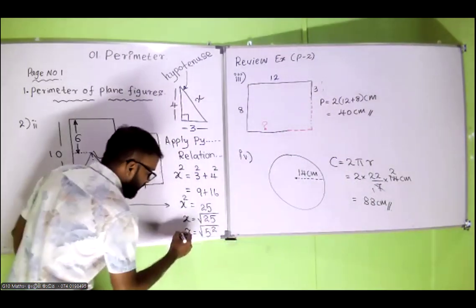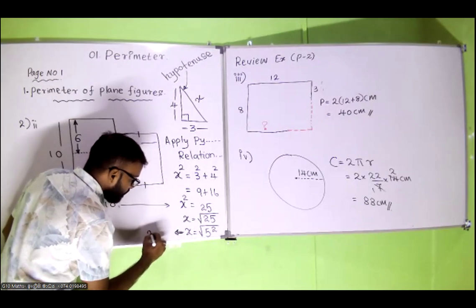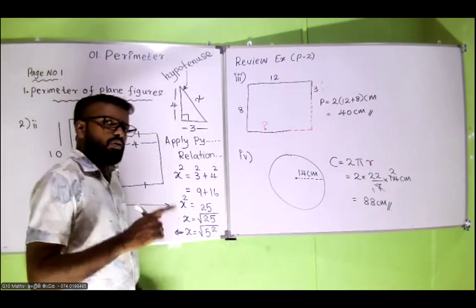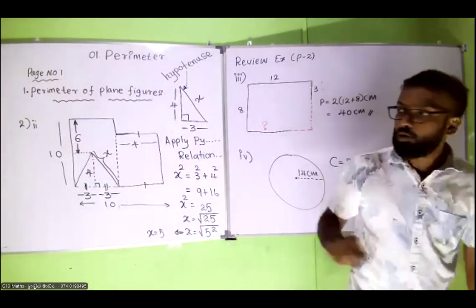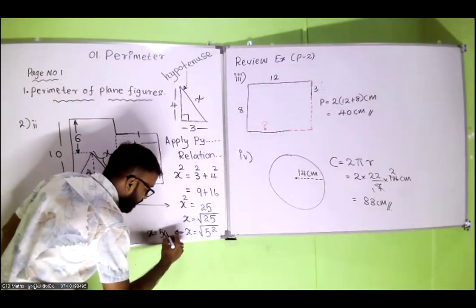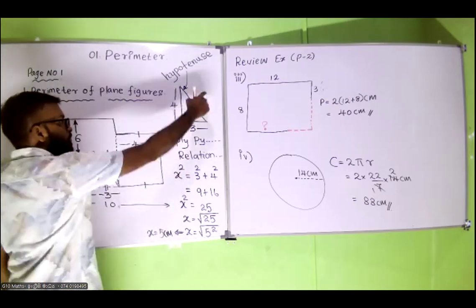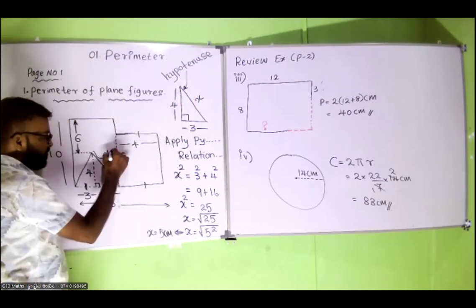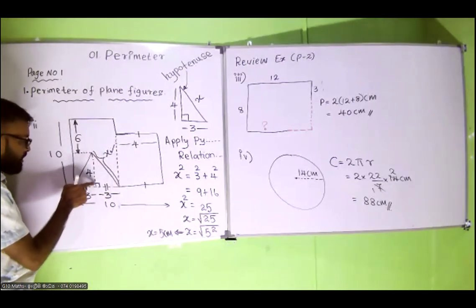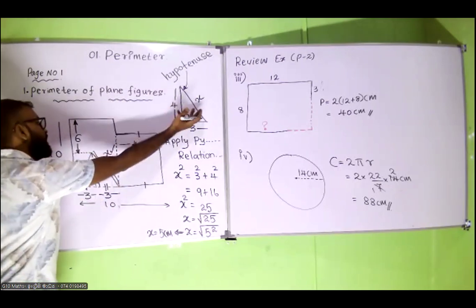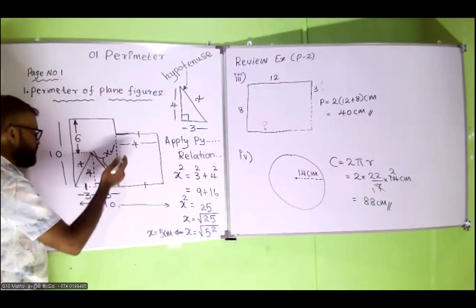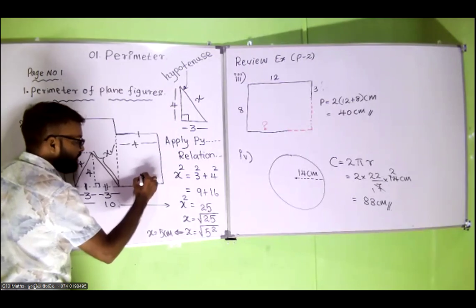So I will write it here: x equals 5, or 5 centimeters, because it is a length. So the unit is necessary. Now the same thing here: to the other side, this side is 3, this length is 4, and you have to flip it. So this side is also x, that means 5.